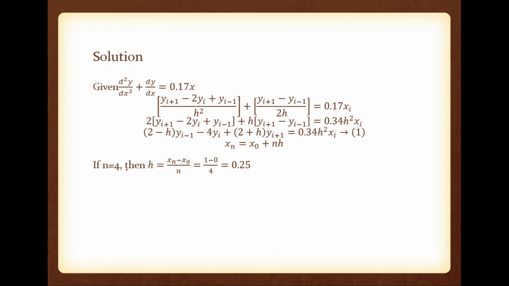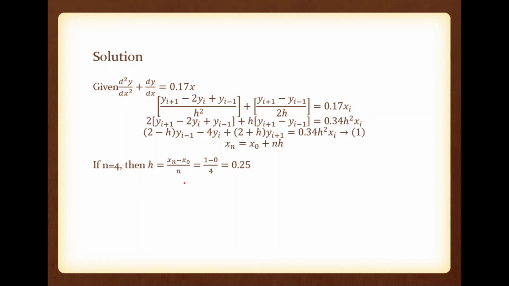If n equal to 4, then what is h? h is equal to xn minus x0 divided by n, right? So that is 1 minus 0 divided by 4. So we have 0.25. So the step size is 0.25. We are using finite approximation. Now by using this h, we are going to label all the points including intermediate points.